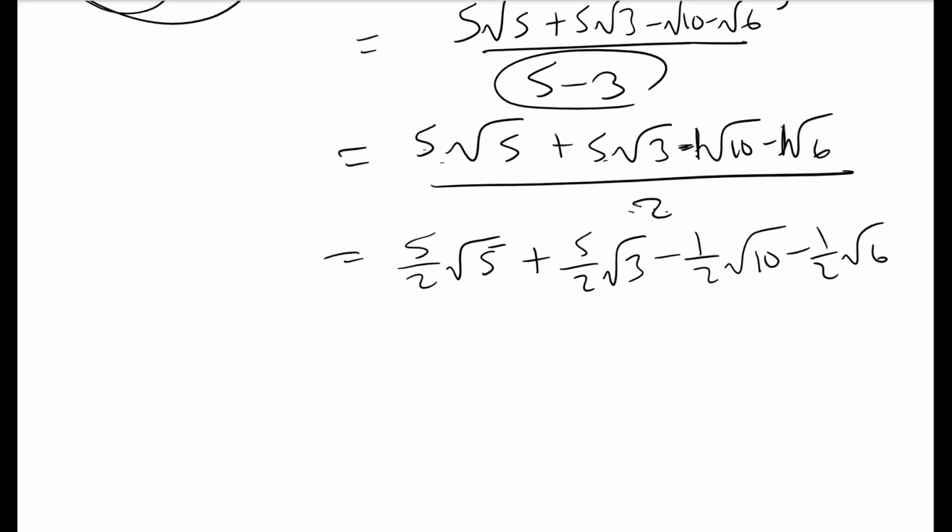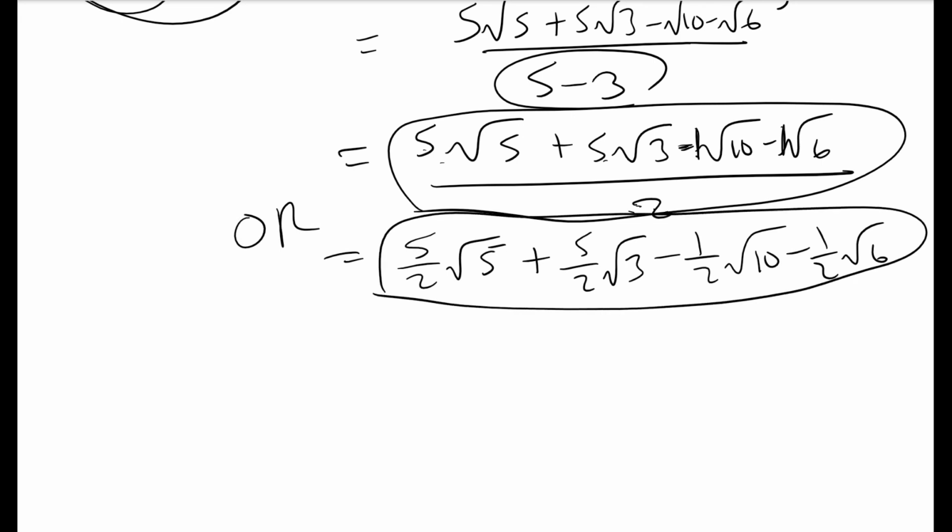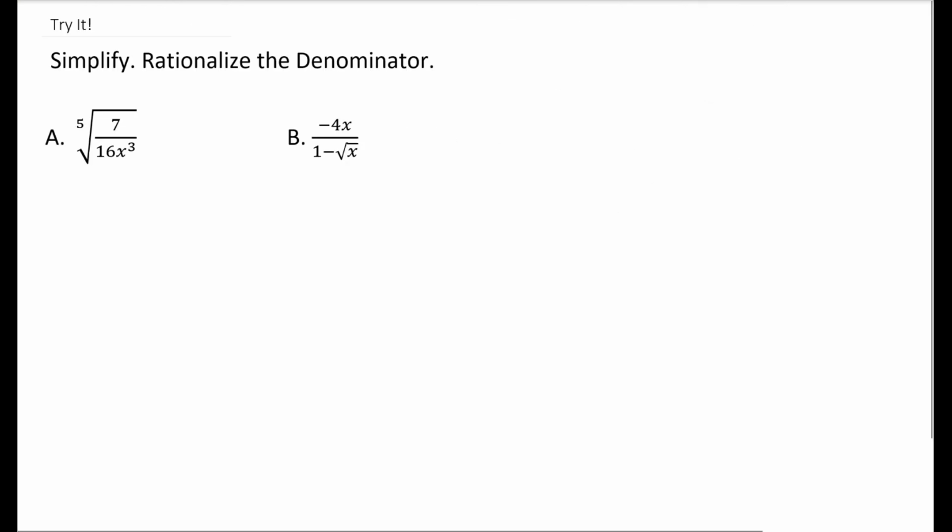Okay? So you don't have to write it like that. It's just another way of writing it. So you can write it like this, or you can write it like this. They both mean the same thing. We can't combine any of the radicals because they're all different. We have a 5, a 3, a 10, and a 6. All right, pause the video and try the following problems.